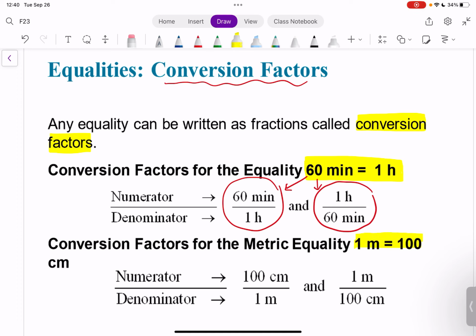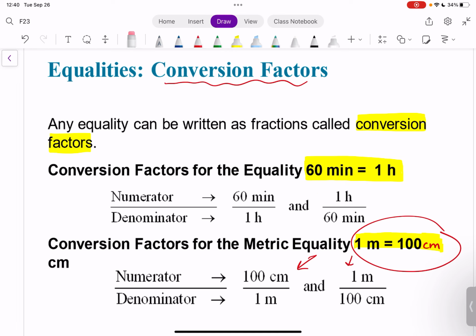1 meter equals 100 centimeters, and the centimeters is kind of over on the left there, so I'm actually going to write it here just so that it's a little bit easier to think about that equality. Again, we can split this equality up into two separate conversion factors, and I promise it'll make sense why we do this. You can either write 100 centimeters on top and 1 meter on the bottom of your fraction, or you can write a fraction with 1 meter on top and 100 centimeters on the bottom.